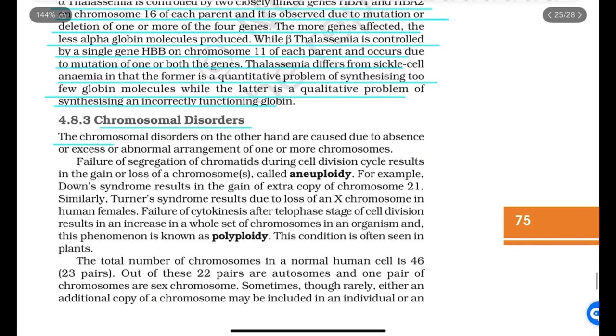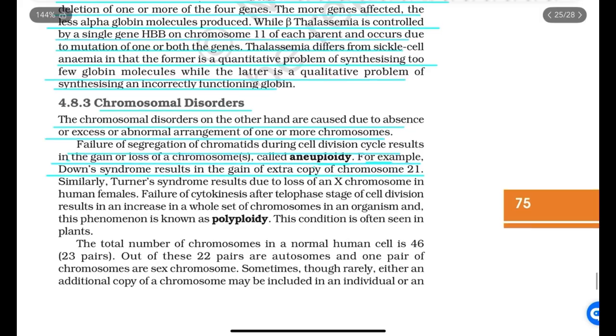Chromosomal disorders. Chromosomal disorders, on the other hand, are caused due to absence or excess or abnormal arrangement of one or more chromosomes. Failure of segregation of chromatids during the cell division cycle results in the gain or loss of a chromosome, called aneuploidy. For example, Down syndrome results in the gain of an extra copy of chromosome 21.